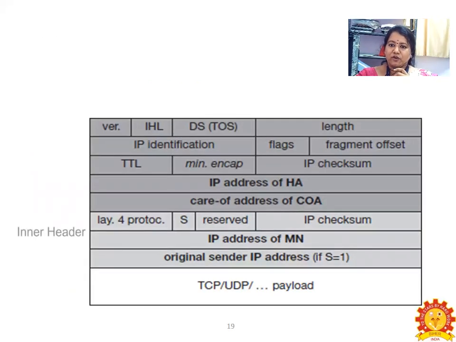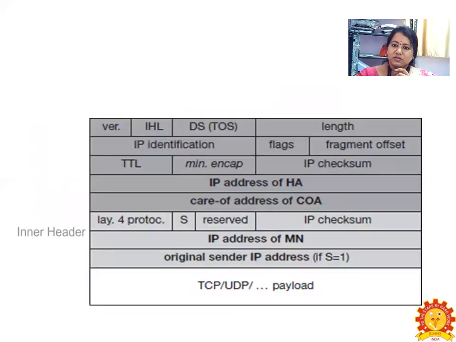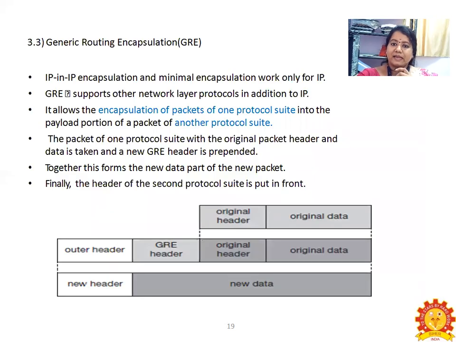So this is the frame format for the minimal encapsulation. Here we'll be having a version, IHL, followed by the DS length. Below that we'll be having an IP identification, flags, fragment offset, followed by the TTL, minimal encapsulation, IP checksum. Under that we'll be having an IP address of HA, care of address of COA. So these are the things which come under the minimal encapsulation.